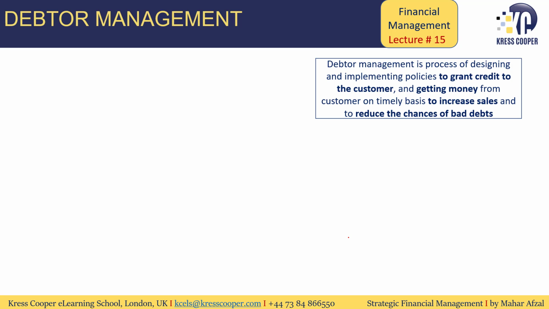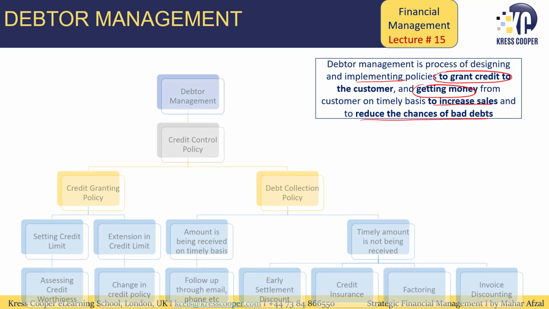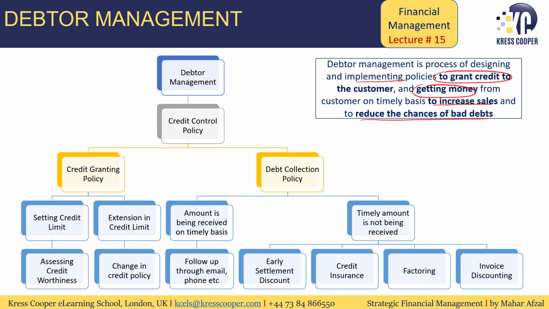So what is debtor management? Debtor management is a process of designing and implementing policies to grant credit to the customer and to get money from the customer. Why are we doing this? The reason is to increase the sales, and to reduce the chances of bad debts. This whole process of designing and implementing the policies to grant credit and get the money from the customer, with the objective of increasing sales and minimizing the chances of bad debts, is called debtor management. I have summarized the discussion into this chart.